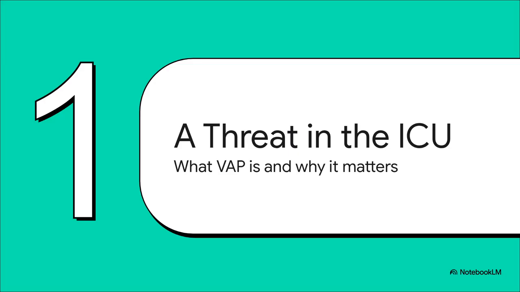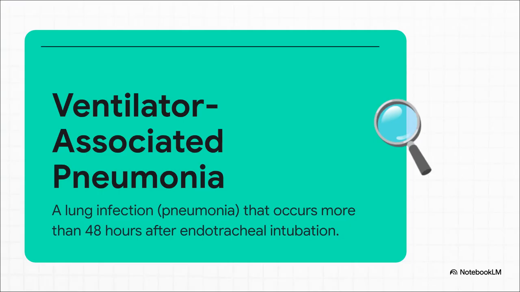All right, so first up, let's really nail down the basics and build a solid foundation by defining VAP and figuring out its place in the universe of hospital infections. Okay, so what is VAP? The definition is actually all about timing. That's the key right there. It's a lung infection, a pneumonia, but the clock starts after they've been intubated for more than 48 hours. This isn't something they came in with. It's a direct complication of being on that breathing machine. That 48-hour window is everything.